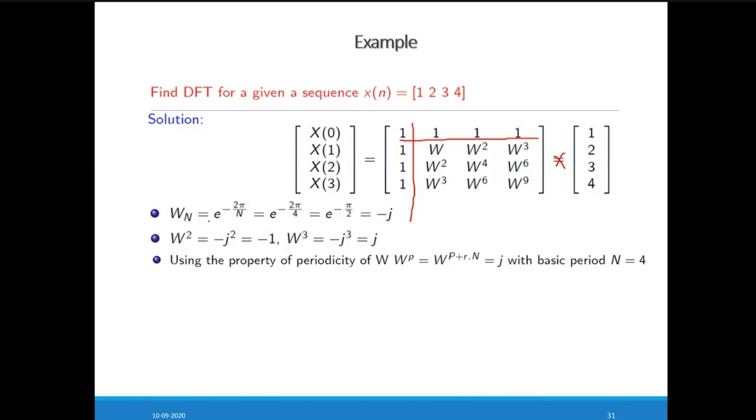Omega n is equal to e raised to minus j 2 pi by n. Here, as n is equal to 4, we are writing e raised to minus j 2 pi by 4, which is equal to e raised to minus j pi by 2, which is equal to minus j. So this is the value of omega 1. Similarly, omega 2 is the square of minus j, which gives you minus 1. Omega 3 is minus j's cube, which gives you the value j. So these are the few values we are getting. Now for the remaining values, we have to apply the periodicity property.